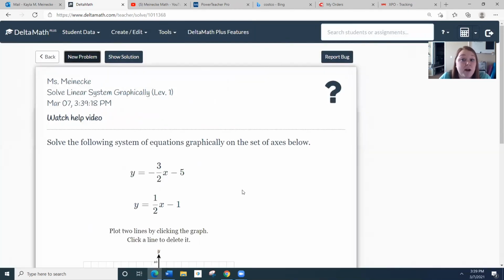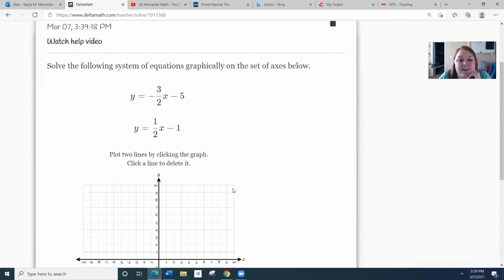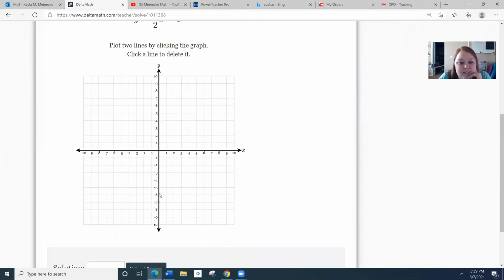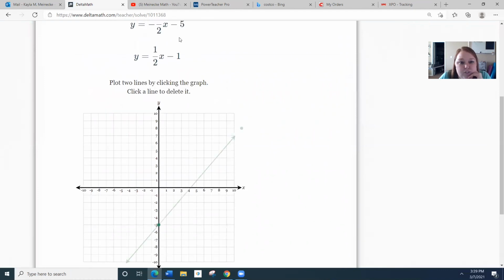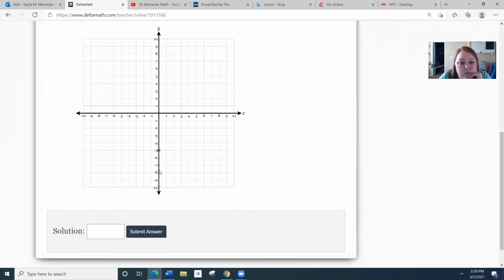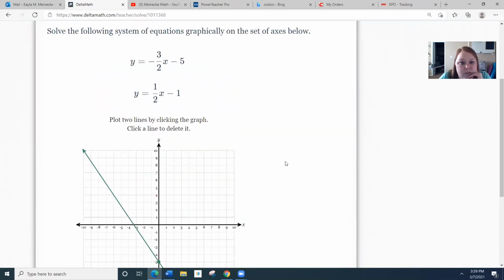Okay, this next one is going to be your practice problem. So I'm going to help you graph it. All you really have to do is type the correct solution. Okay, so first one, intercept is at negative 5. Slope for that one is negative 3 halves. So I'm going to go down 3, right 2. Cool. Next one, intercept is at negative 1. Slope is positive half. So up 1, right 2.